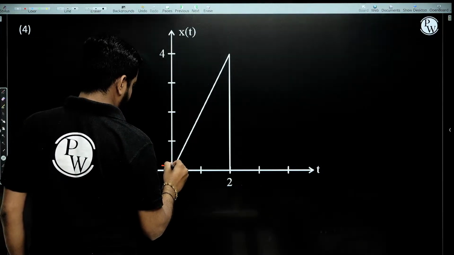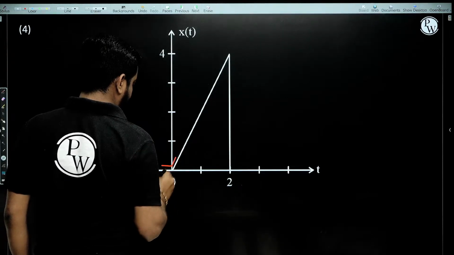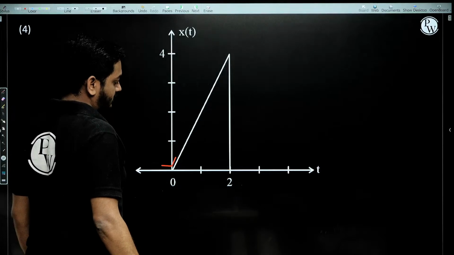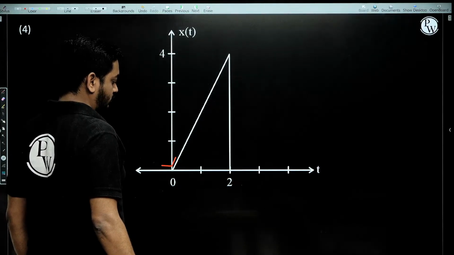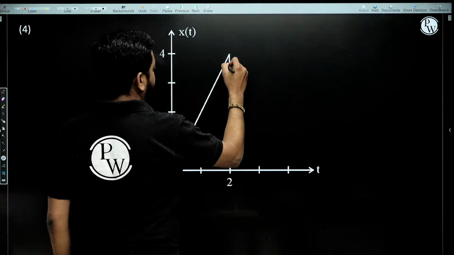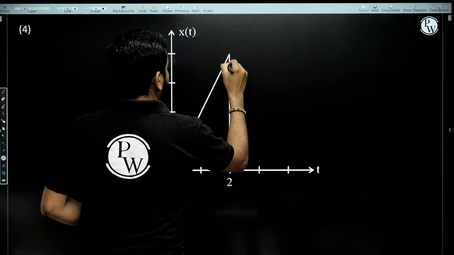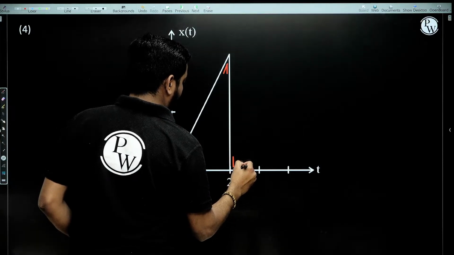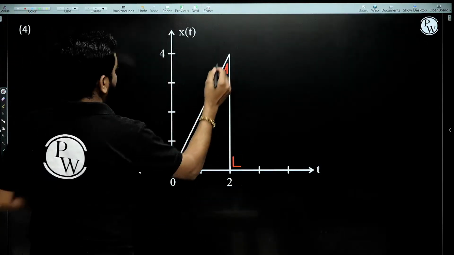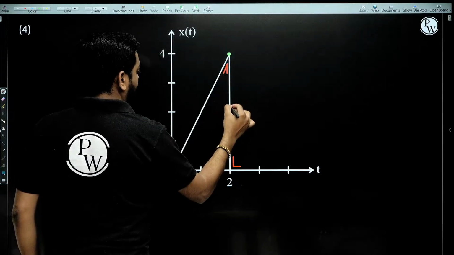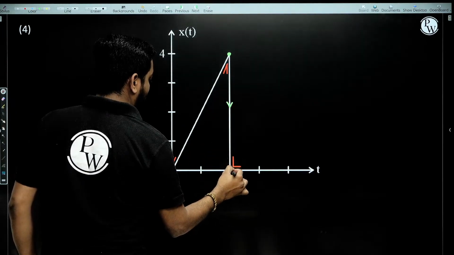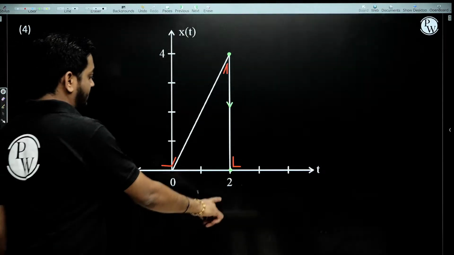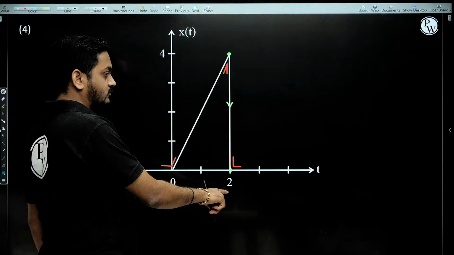So first, answer with the standard method. Two answers are possible for this question. At t equal to 2, only linear change, or only sudden change, or both. At t equal to 2 you can see the linear change in amplitude as well as a sudden change in amplitude, both. The sudden change in amplitude is from 4 to 0, guys, 4 to 0. So here the step function as well as the ramp function will both come.